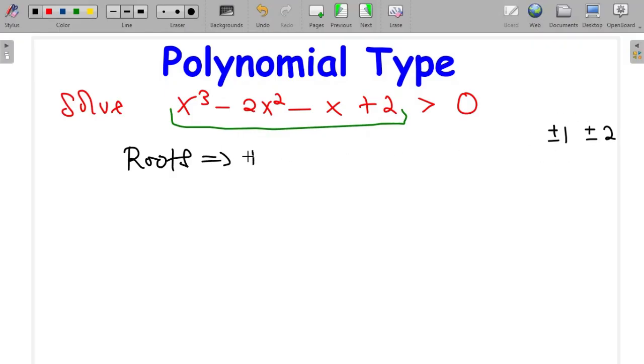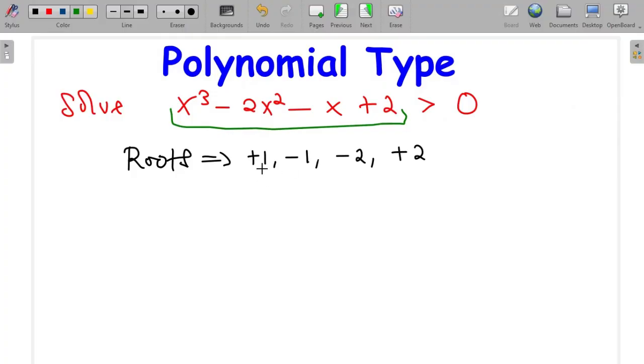Okay, so positive 1 will be a possible root, minus 1 will be a possible root, minus 2 will be a possible root, positive 2 will be a possible root. So we can use that to factorize. But if you want, you can simply use synthetic division, and the like. But I'm going to use this very simple method here. So I'm going to try to see if 1 is a root, or if minus 1 is a root, or if minus 2 is a root, or if 2 is a root.